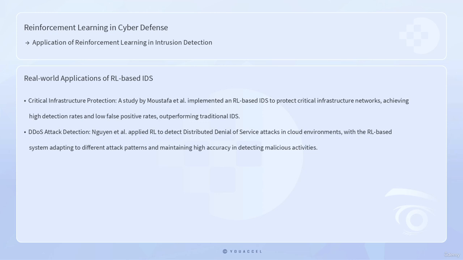Real-world applications of RL-based IDS have demonstrated their effectiveness in various scenarios. For example, a study conducted by Mustafa et al. implemented an RL-based IDS to protect critical infrastructure networks. The system achieved high detection rates and low false positive rates, outperforming traditional IDS. Another study by Nguyen et al. applied RL to detect distributed denial of service attacks in cloud environments. The RL-based system was able to adapt to different attack patterns and maintain high accuracy in detecting malicious activities.